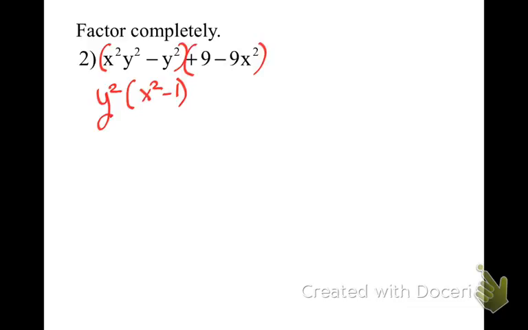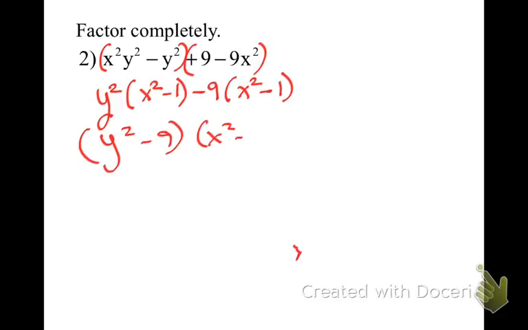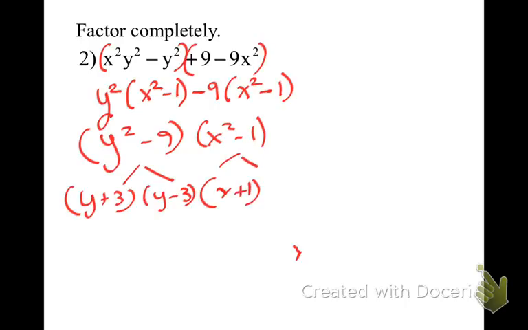Now, next one. What am I factoring out? Minus 9. This will become negative. What am I left with? X squared minus 1. Now, I'm left with y squared minus 9 times x squared minus 1. Am I done? No! We are left with a difference of squares. So it's y plus 3 times y minus 3 times x plus 1 times x minus 1. And there is no way to simplify that.